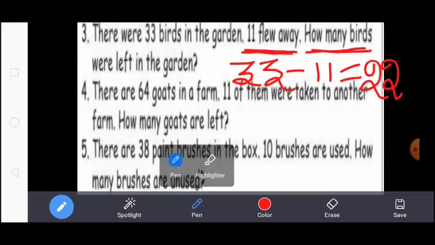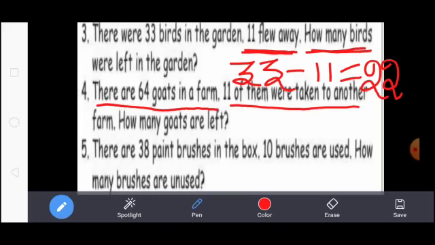Next question. There are 64 goats in a farm. 11 of them were taken to another farm. How many goats are left? Another time I read this. There are 64 goats in a farm. 11 of them were taken to another farm. How many goats are left?